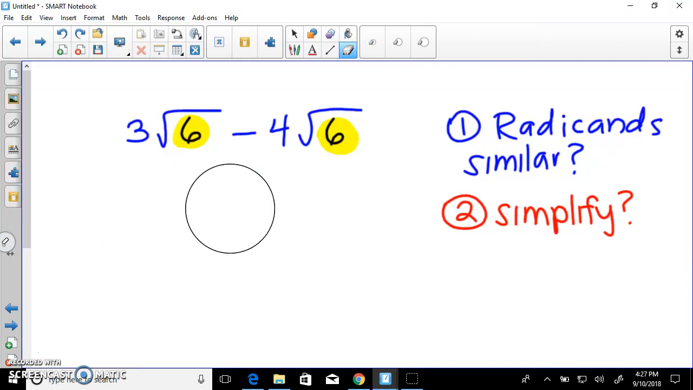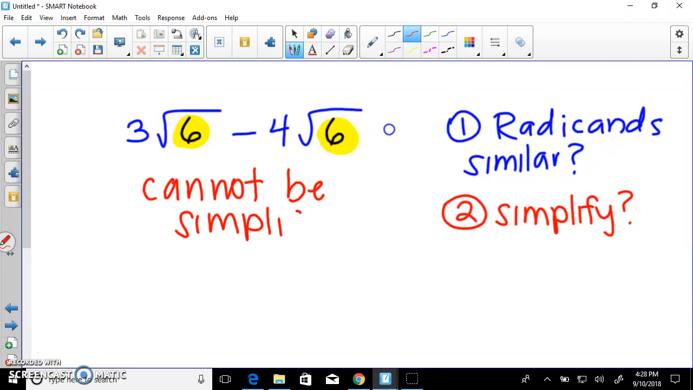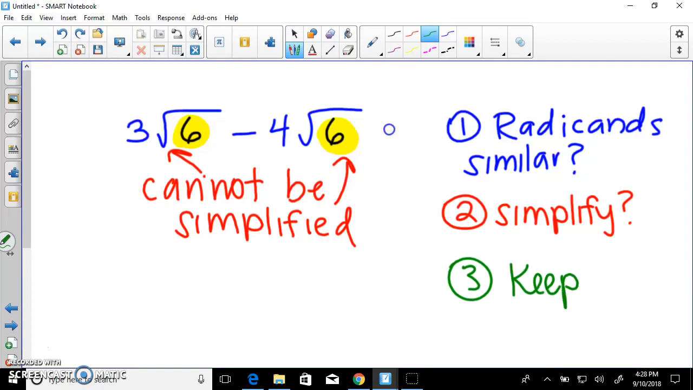3 and 1, 2 and 3, we're not going to be able to get groups of anything. So anytime we have something like the square root of 6 like this, it cannot be simplified. This cannot be simplified, and this cannot be simplified, okay? So all we have left to do is keep the radicand. So keep that square root symbol and the radicand with the like term.